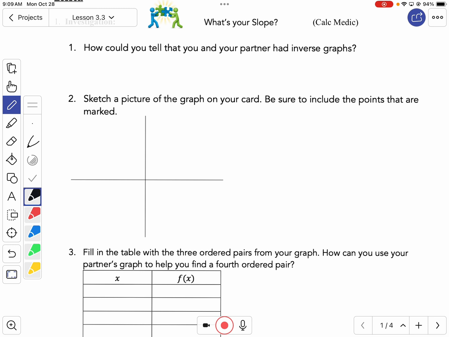How can you tell? Which card? Just pick one. Just sketch one. It doesn't matter. Of your one match that you have, just sketch one.